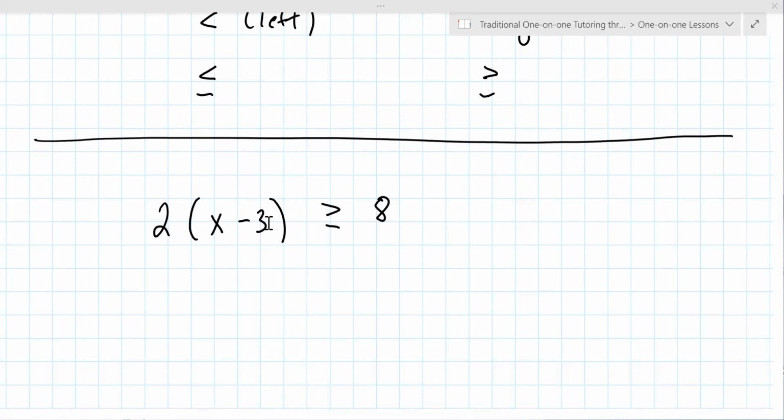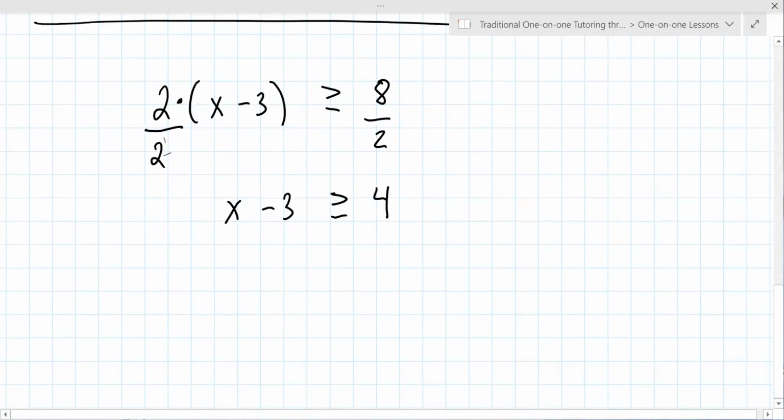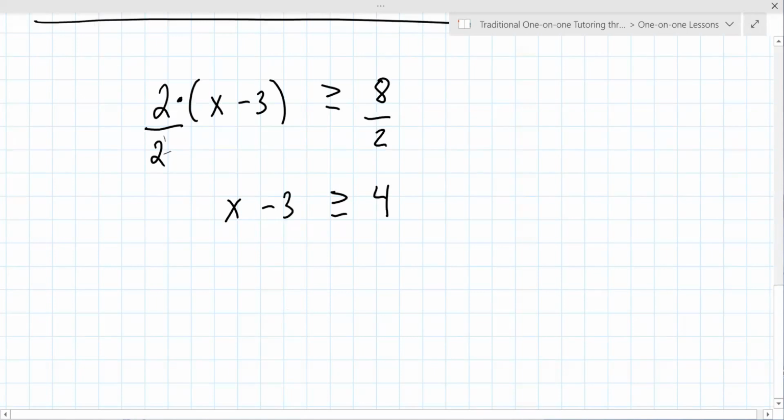Keep in mind this minus 3 is inside parentheses. You can't do that first. You have to first either distribute or divide by 2. Which would you prefer? Divide by 2. Okay, so we're going to divide this by 2 and this by 2. So that produces x minus 3 greater than or equal to 4. What is the next step here to solve this? How do you get x by itself?